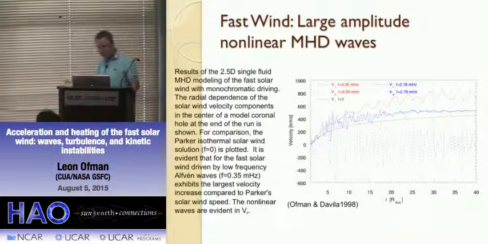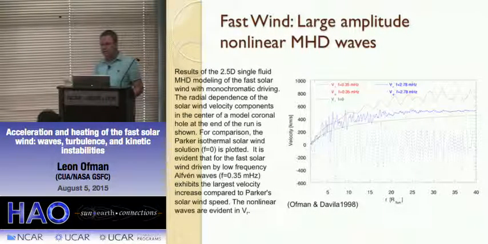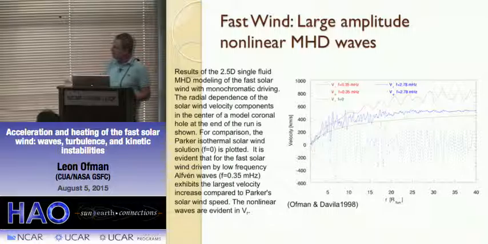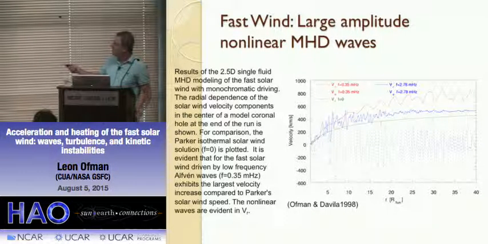And this was also done a while ago by myself and Velli. And here you can see the result of such a model that does not include WKB, but the waves as an explicit source of momentum, acceleration of the solar wind. So these are the Alfvénic fluctuations, as you can see, out to 40 solar radii. The green line shows the Parker solution without waves. And then for different wave frequencies, you get more efficient momentum transfer at lower frequencies, and you can see the formation of the fast wind.